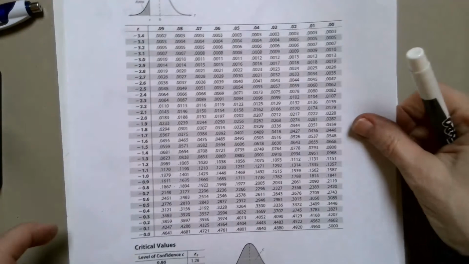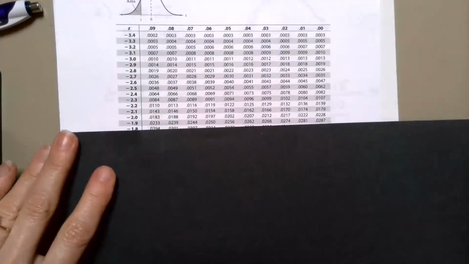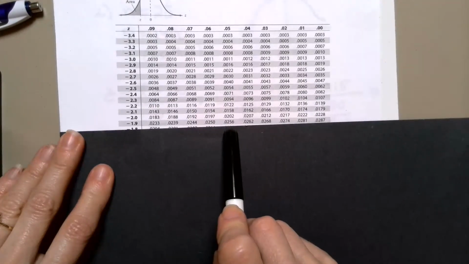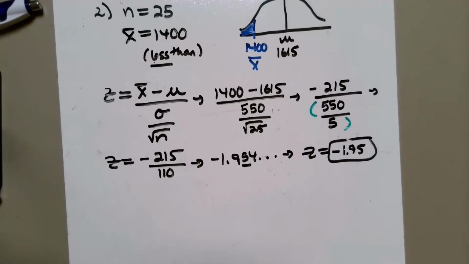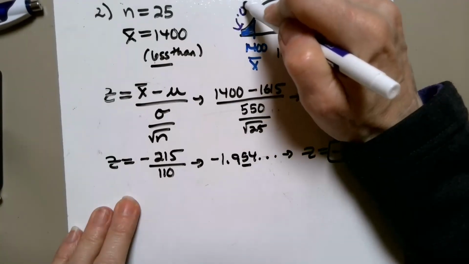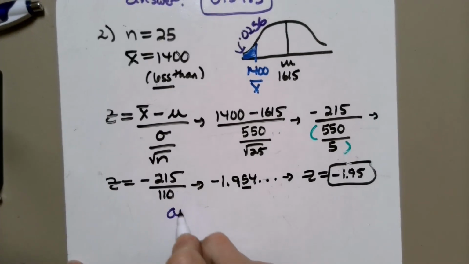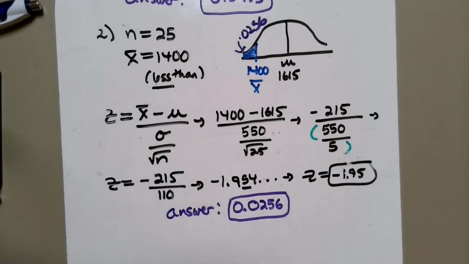So we're going to look up negative 1.95 on the negative z side of the table, row negative 1.9, and then 500ths, which is going to give you the area to the left, 0.0256. So much smaller than before. So the area to the left that we shaded was 0.0256. Let me move that down so you can see that. That's our answer. That's the probability that if we took a sample of 25 college students, the mean of that sample would be less than 1,400 is only a little more than 2%.